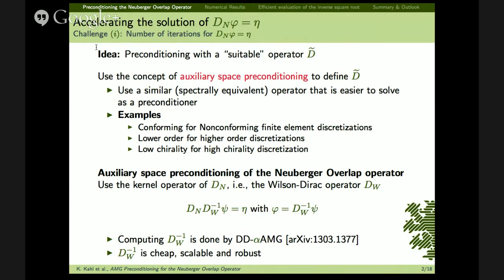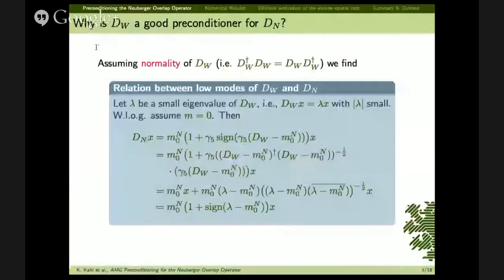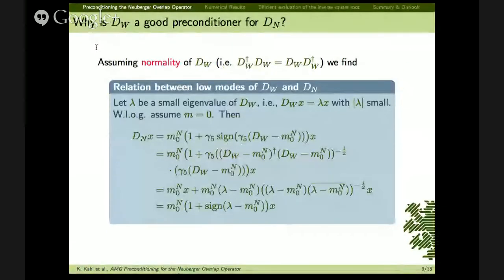So basically, this was the first point, which I motivated in the beginning. We thought now is the time to say that solving Wilson is cheap. We have a solver to do that, so why not think about applications for this? I claim that it's cheap, scalable, and robust, in the sense that Matthias just presented in his results. And why does it make sense?